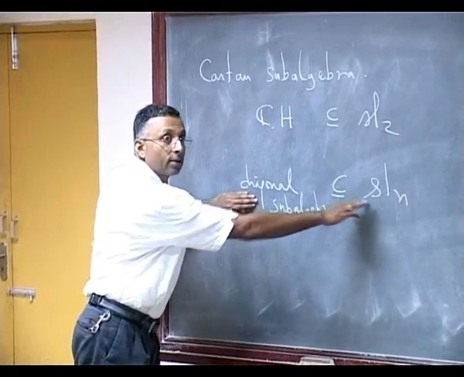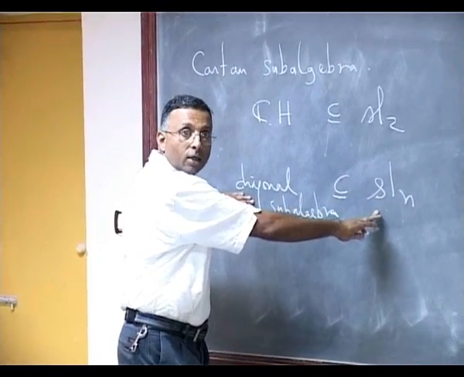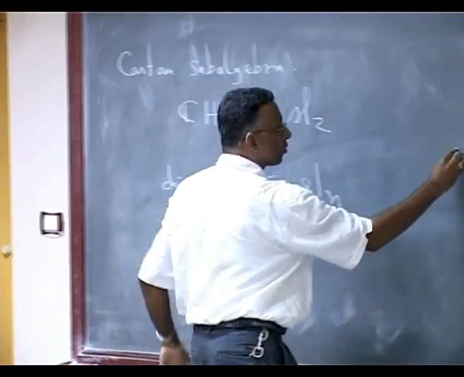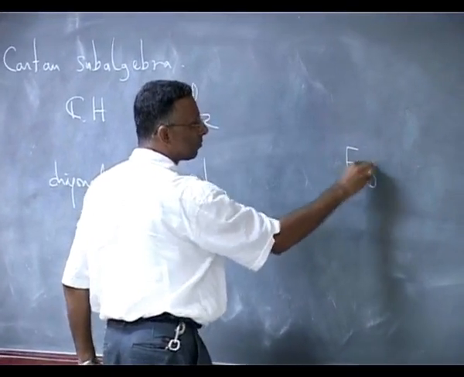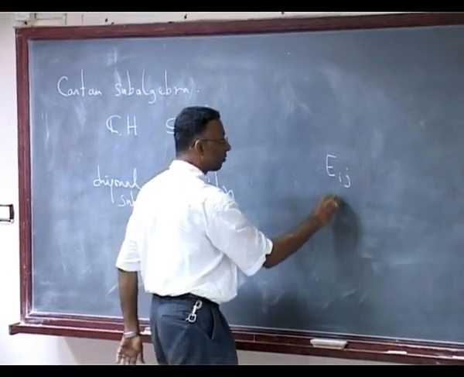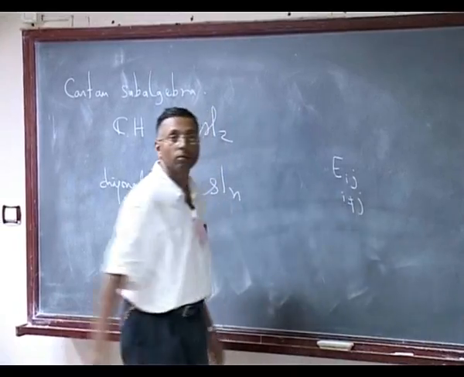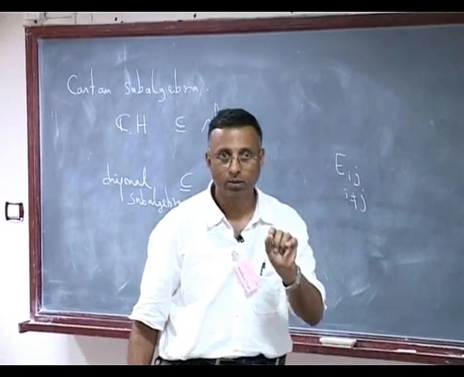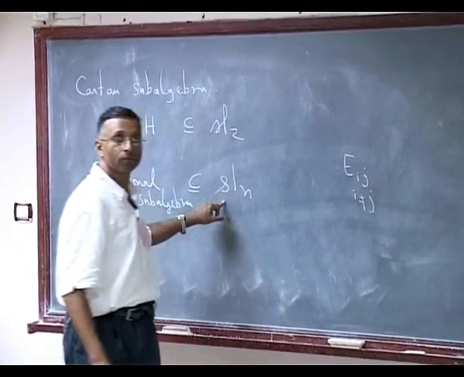So, if you look at elements here and analyze the adjoint action, you will see, for example, here is something you can work out. Take the matrix Eij where i is not equal to j, meaning zeros everywhere except at the ijth position. This is an element in here, right?